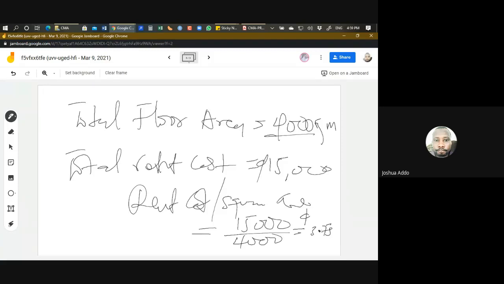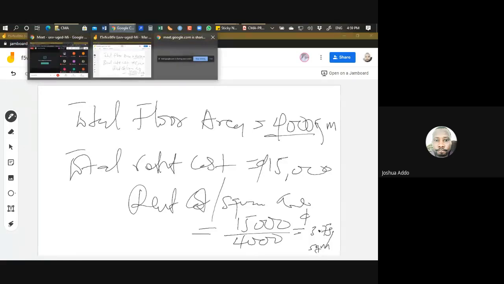3.75 cedis for every square meter. That's the meaning. So for every square meter that you occupy as a department, you will be charged 3 cedis 75 pesewas. So the more square area you occupy, the more cost you will get. That's the meaning, and this is basic. This shouldn't be a problem for us, please. So we go back to the question and see what is there.